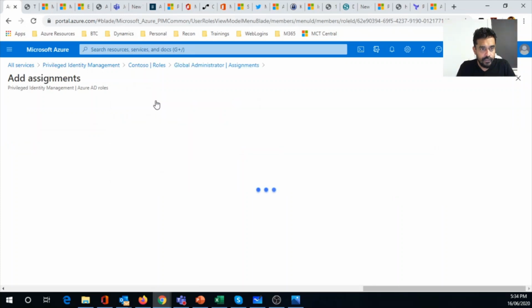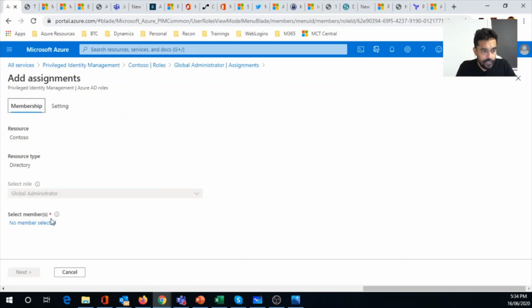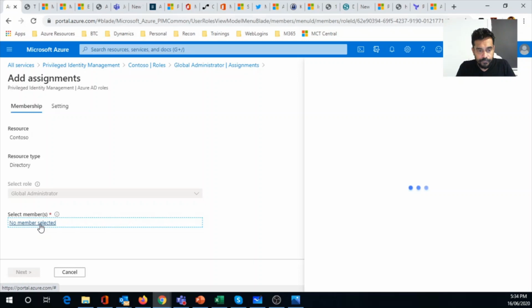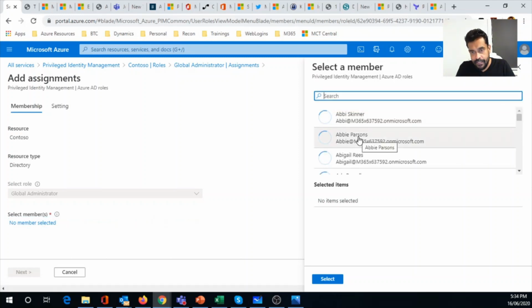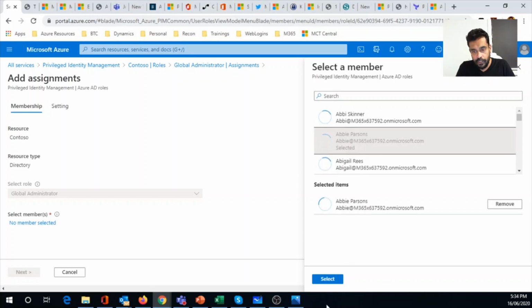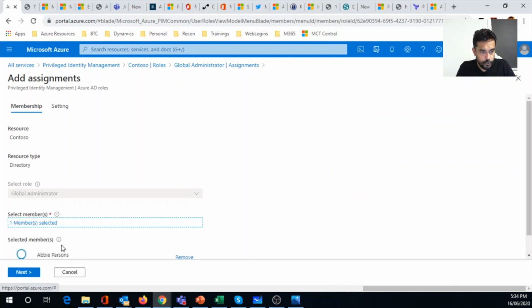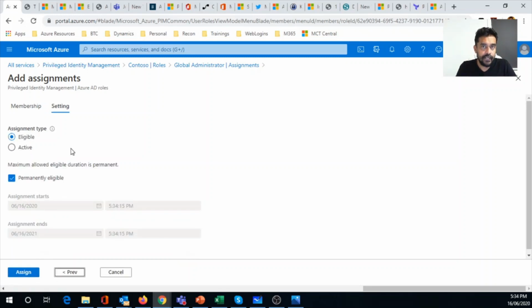I'm going to create another one. Add assignments, and then I'm going to select the members. I have already selected the Global Administrator role. I'm going to select members, and it will take me to this window to select them. I'm going to select another global administrator; in this case, Abby is going to be the global administrator. I've selected Abby and clicked Select. Now I should see her here. So click on Next, and then I can make her an eligible administrator, or I can make her active straight away.